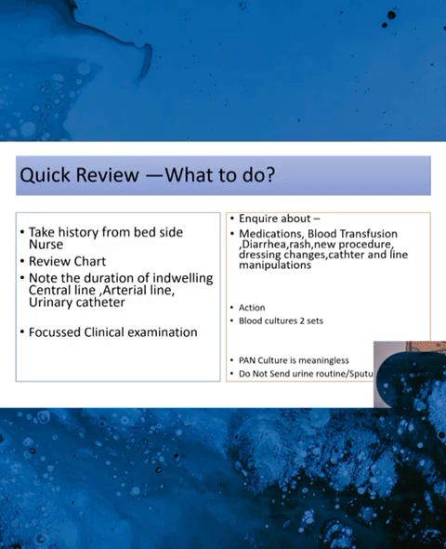What should I do? Once you have identified, as per this definition, that you have a febrile patient, best is to take the history from the bedside nurse. Now she is the best surrogate relative of the patient. She will tell us about the medication the patient has received in the last 24 hours, whether any procedure has been done, whether the patient has diarrhea, whether there is a dressing change, whether the catheter was manipulated.